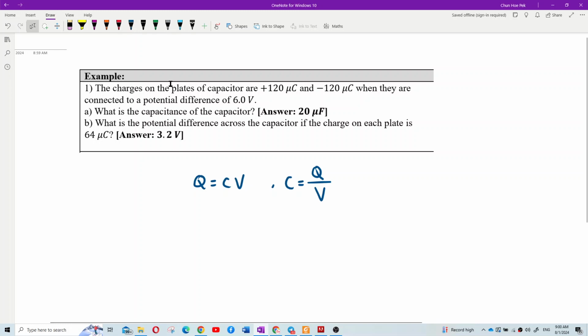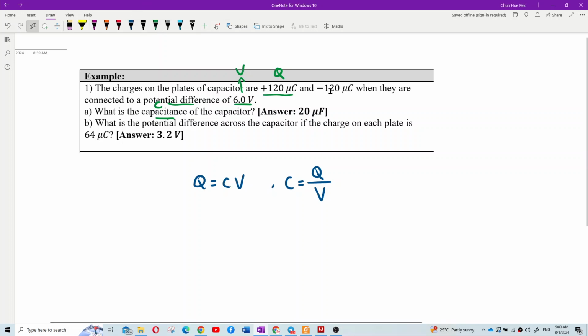The charge on plates of a capacitor is 120 microcoulomb and negative 120 microcoulomb when they are connected to a potential difference of 6 volt. What is the capacitance of the capacitor? So this is the charge, this is the potential difference, that means the voltage. So what is the capacitance? Capacitance is C. So how?